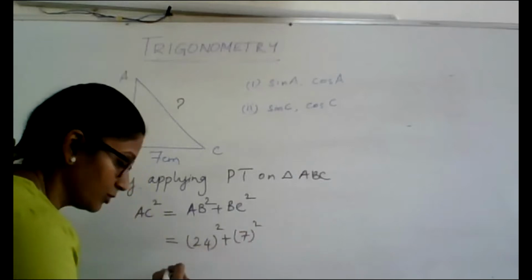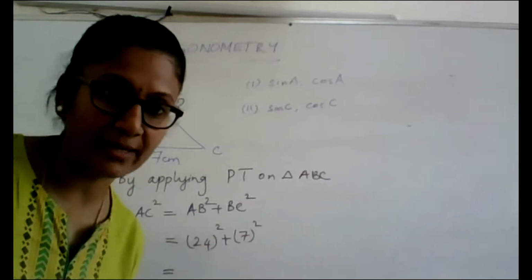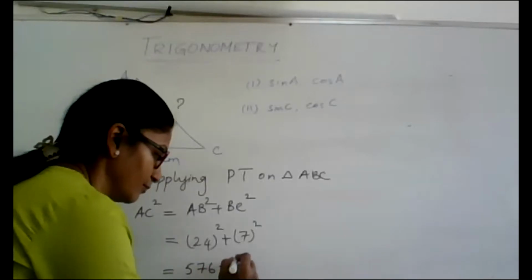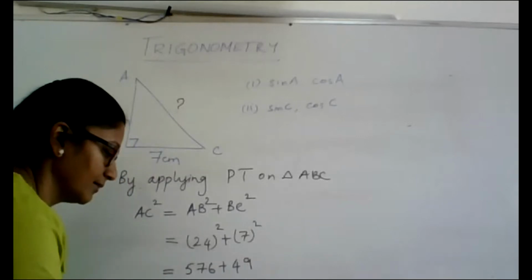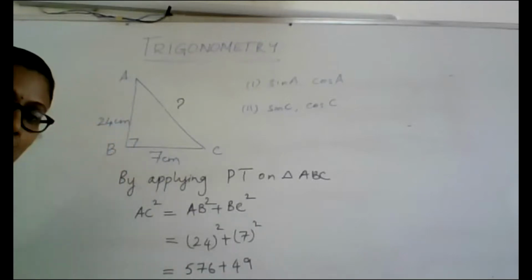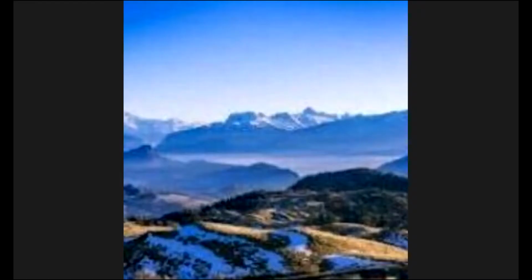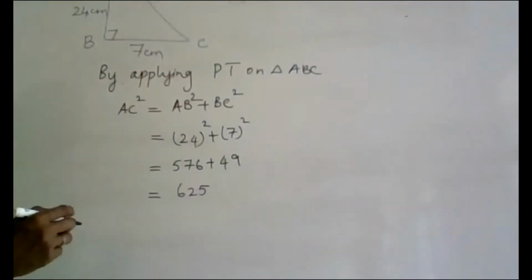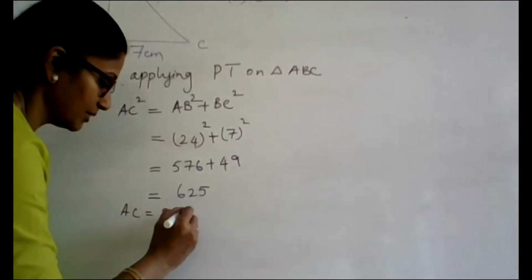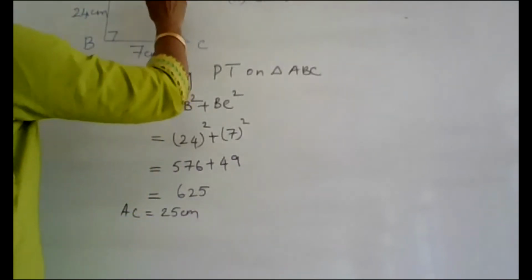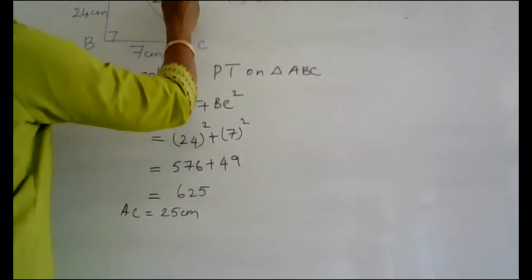What is 24 whole square? Quickly someone. 24 square. 576. 576 plus 49. What is 576 plus 49? 625. Yes, 625. 625 is a beautiful square number. It will be the square of 25. So your AC will be 25 centimeters. So I can go back and write my AC has become 25 centimeters.